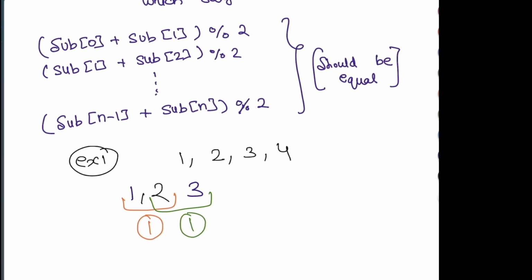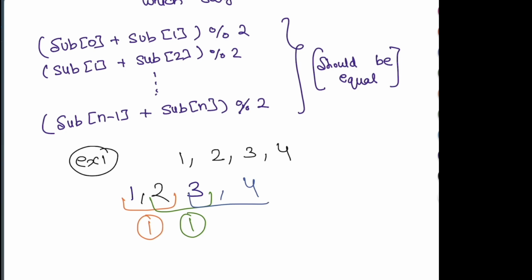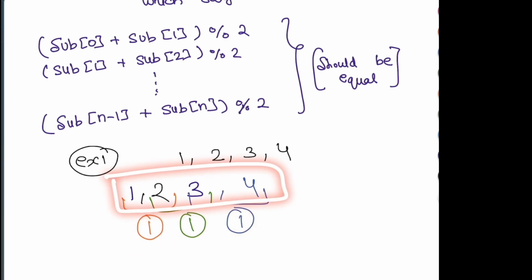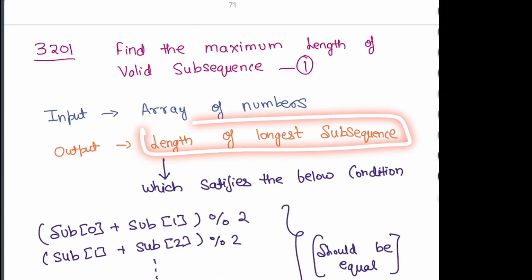It is fine. Now what about 4? Can we include 4 as well? Let us try. Alright, 4. 3 plus 4 is equal to 7. 7 mod 2 is equal to 1, right? So the formula is still valid because the output which it is producing is 1. All the output is 1. So this particular subsequence is the longest subsequence, right? It is having total 4 elements. So the output is going to be 4 because we need to find the length of the longest subsequence.